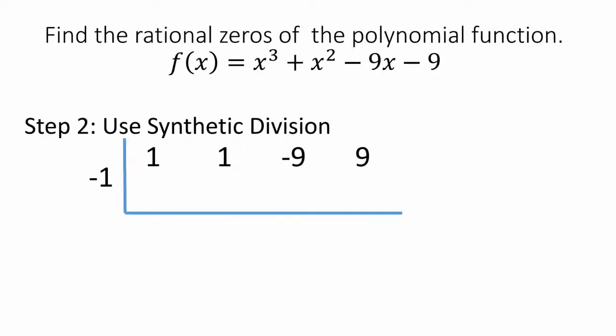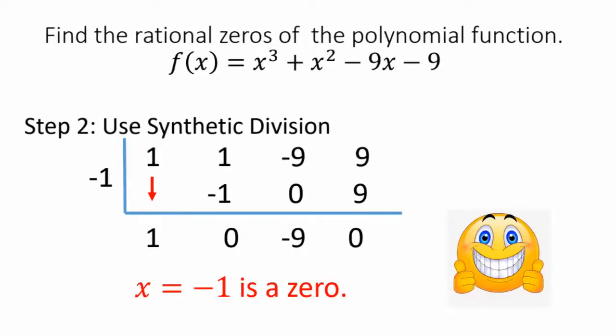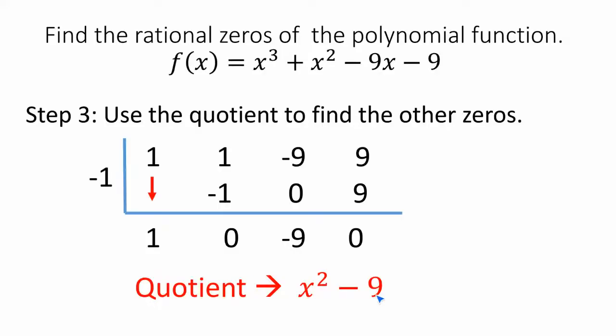So we do the same process. We bring our number down, times -1, we get 0. 0 times -1 is 0, plus -9 is -9. And so here we end up with 0. So that makes us happy because we found at least 1 zero. But more importantly, if we write the quotient down, we get x squared minus 9.